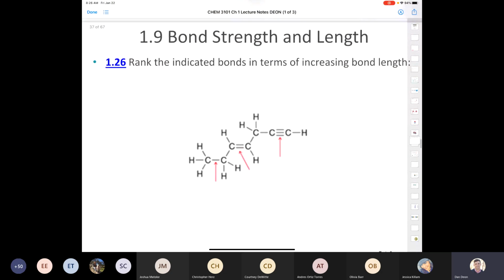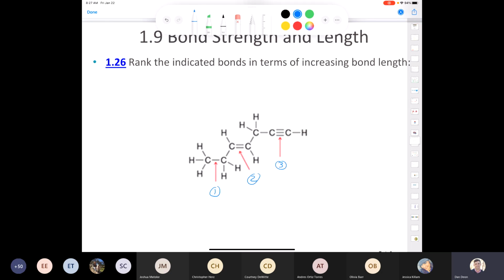All right, so let's take a look at a practice problem. This is question 1.26 from our book. It says rank the indicated bonds in terms of increasing bond length. So if I was to label these 1, 2, 3 like this, and if I was to put longest to shortest, who could tell me which one of these is going to be the longest bond? Would it be 1, 2, or 3? 1 is going to be the longest, right? 3 is going to be the shortest because it has the most bonds.